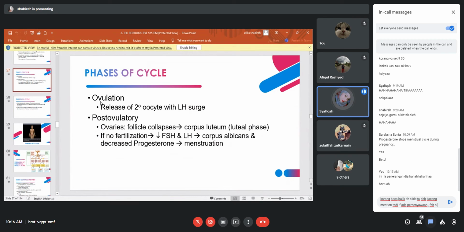cycle ni dia ada 2 phase. Yang pertama follicular phase and luteal phase. Kalau yang follicular phase tu dia daripada hari yang pertama sampai hari yang ke-14. And then luteal phase tu dia hari ke-14 sampai hari 28. If no fertilization, macam yang Kacang cakap tadi tu, FSH and LH will decrease and corpus albicans and decrease progesterone, dan dia akan menstruation.